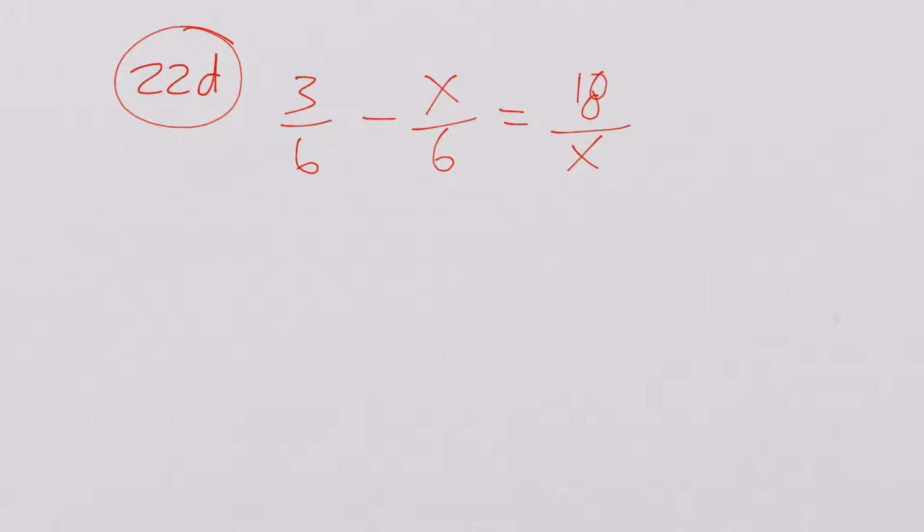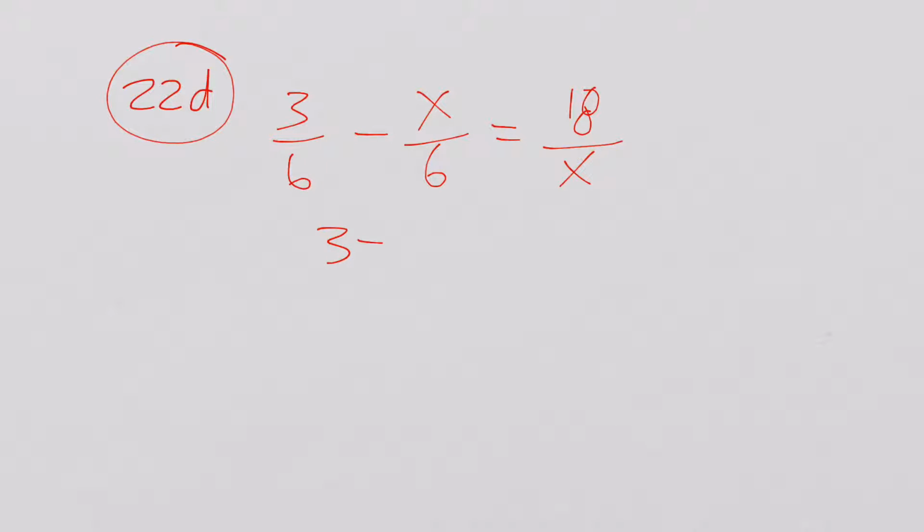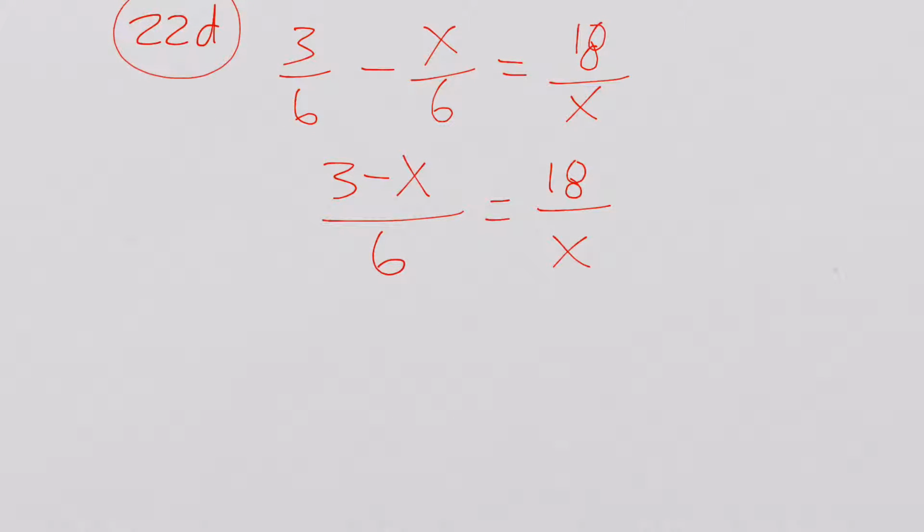But now I would also like a denominator. I need an x in my denominators. Or let's just do this. Let's rewrite this as 3 minus x over 6 equals 18 over x. That's legit. I just combined them. Because now what I can do is cross multiply. So I can say x times 3 minus x equals 6 times 18.